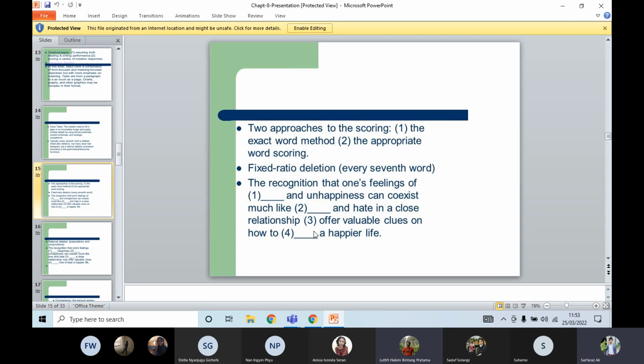Among these two approaches, the exact word approach gives credit to the test takers only if they insert the exact word that was originally there. And the second method, known as the appropriate word method, scores by crediting the test takers for supplying any word that is grammatically correct, or that makes good sense in the context.